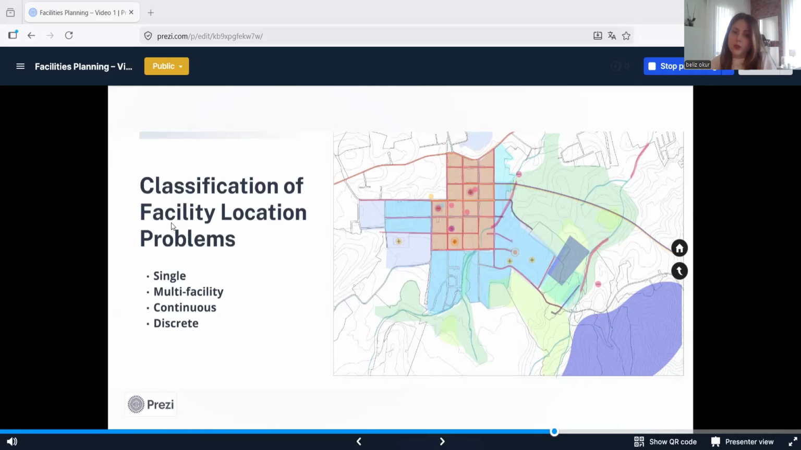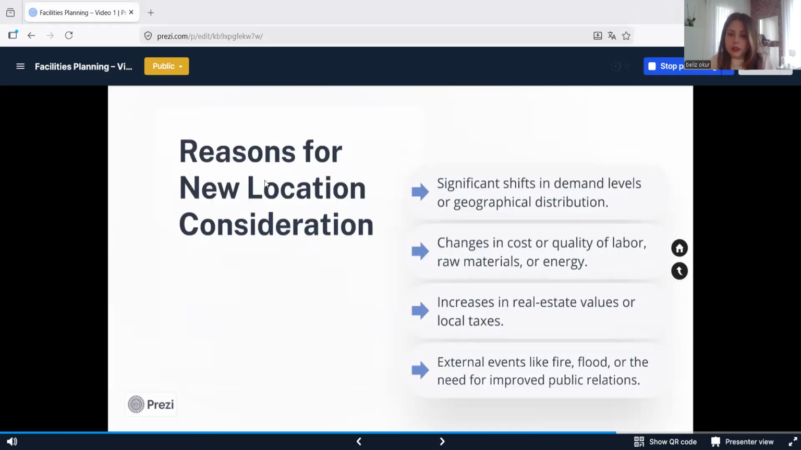And these are the reasons for a new location consideration: significant shifts in demand levels or geographical distribution, changes in cost or quality of labor, raw material or energy, increases in real estate values or local taxes, external events like fire, flood, or the need for improved public relations.